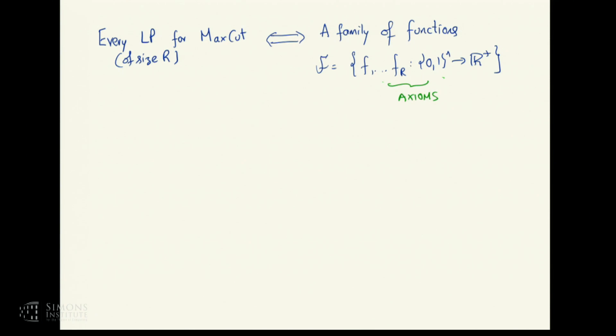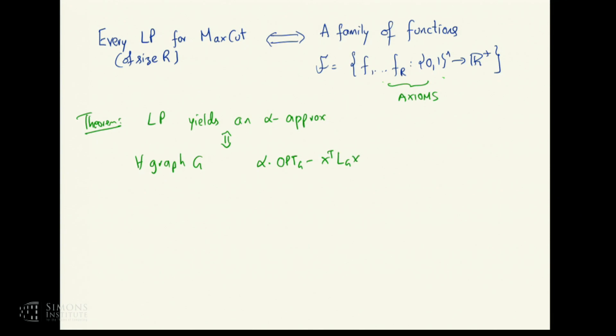And the theorem is that the LP, let's say if you are talking about approximation, yields an alpha approximation if and only if for every graph, if you look at the slack function for that graph, what is the slack function? It's again a function on solutions, which is alpha times opt of G minus X transpose, the value of the cut. This function, a Boolean function, is a function on the hypercube. This should be a non-negative combination of the family F. So it should belong to the cone F.